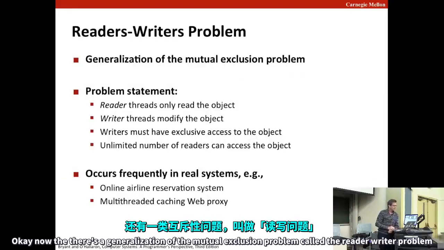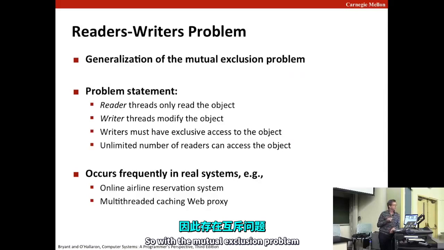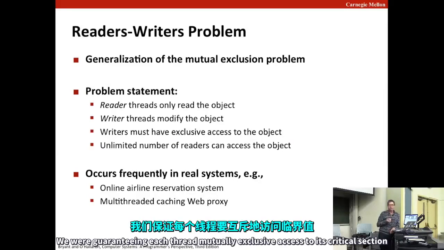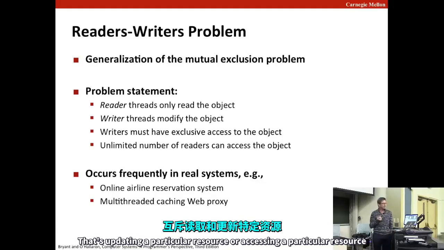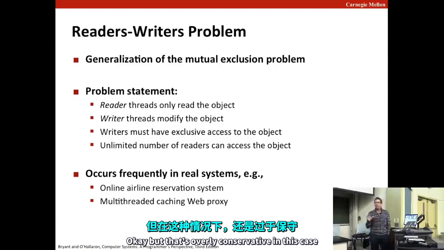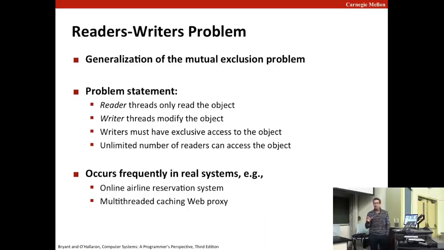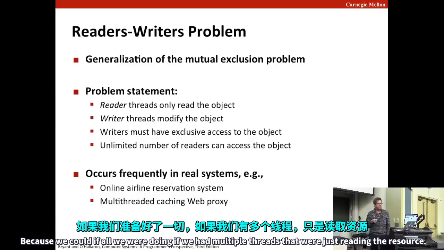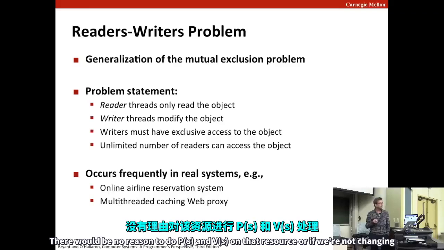Okay. Now there's a generalization of the mutual exclusion problem called the reader-writer problem. With the mutual exclusion problem, we were guaranteeing each thread mutually exclusive access to its critical section that's updating or accessing a particular resource. And we did this the exact same way whether that access was a read or a write. But that's overly conservative in this case, because if we had multiple threads that were just reading the resource, there would be no reason to do P's and V's on that resource.